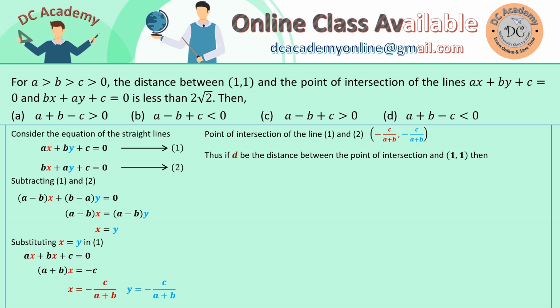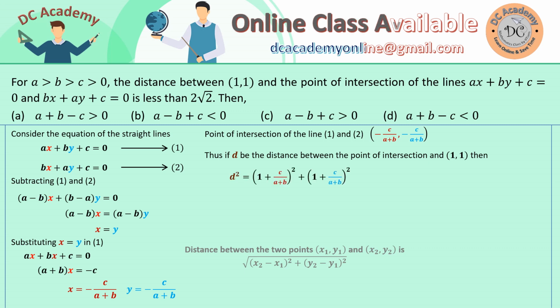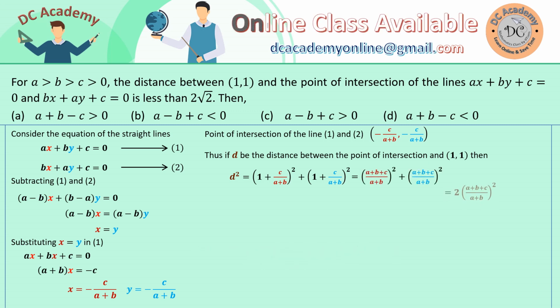If d is the distance between them, obviously we have to use the distance formula between two given points. We know that it is the square root of (x2 minus x1) whole square plus (y2 minus y1) whole square. If we use that, then we get d square is equal to (1 plus c divided by a plus b) whole square, and the same thing repeated, because x and y are the same coordinates. So we can easily write d square as 2 times (a plus b plus c) whole square divided by (a plus b) whole square.